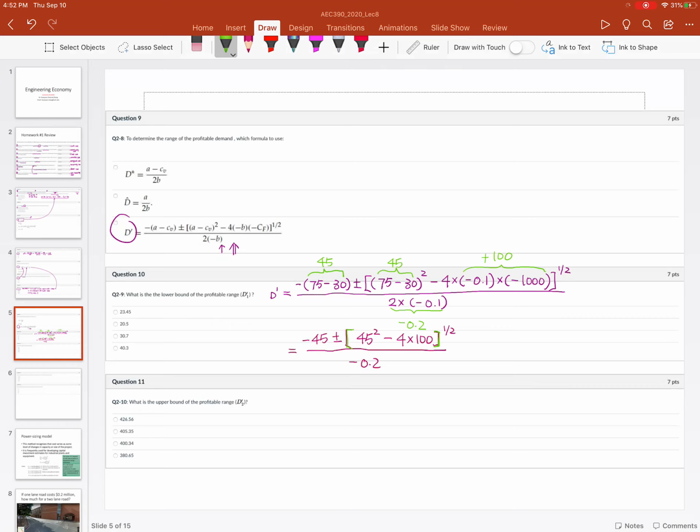So 45 to the power of 2 is 2025. And 4 times 100 is 400. So 2025 minus 400 is the number under the square root symbol. So 2025 minus 400 is going to be 1625. So that's the number in this green bracket.